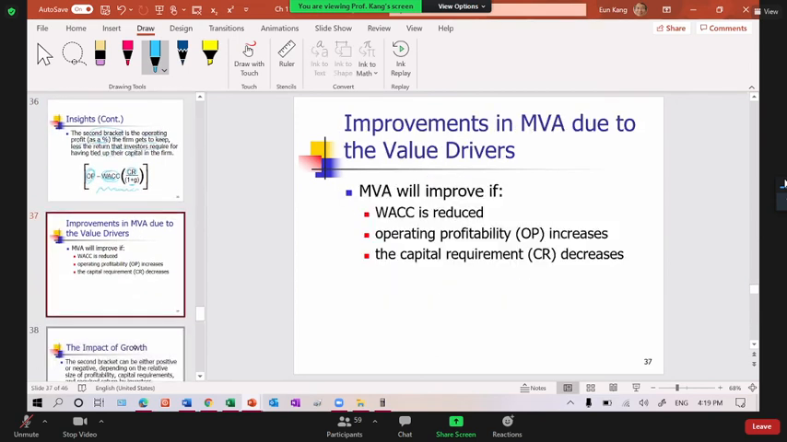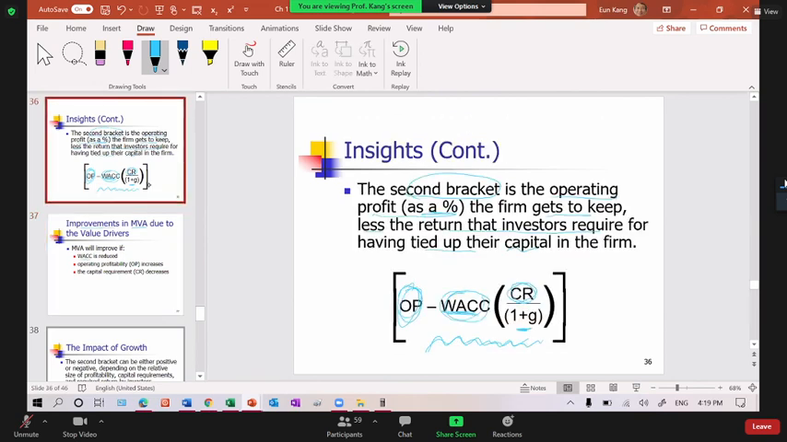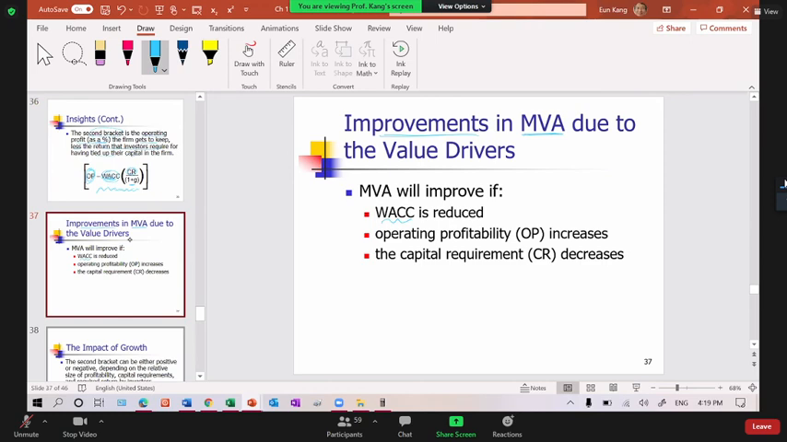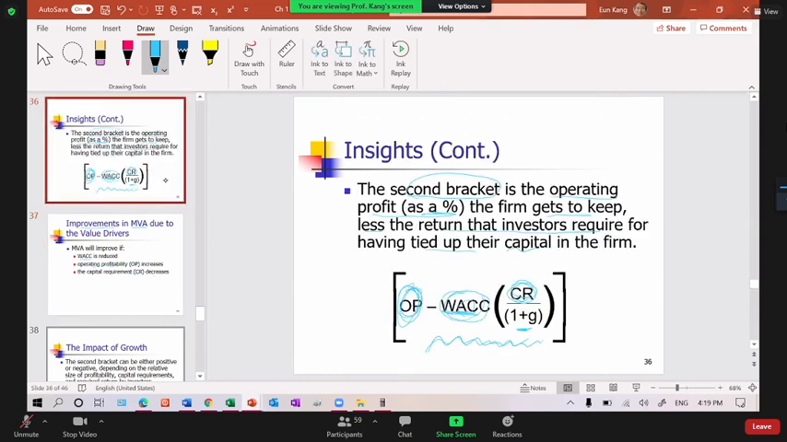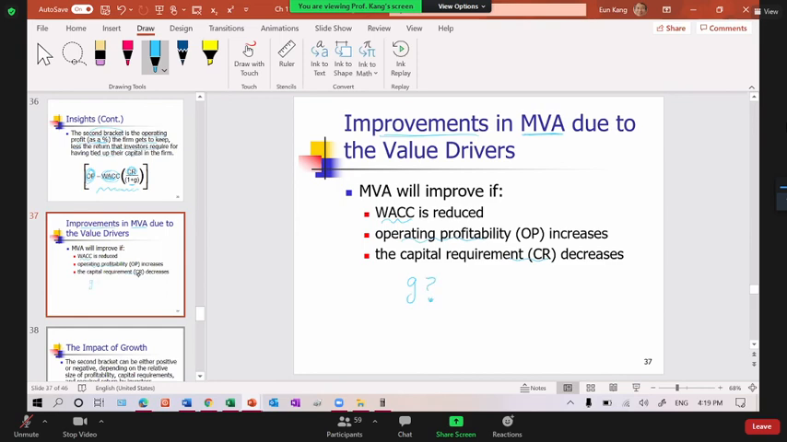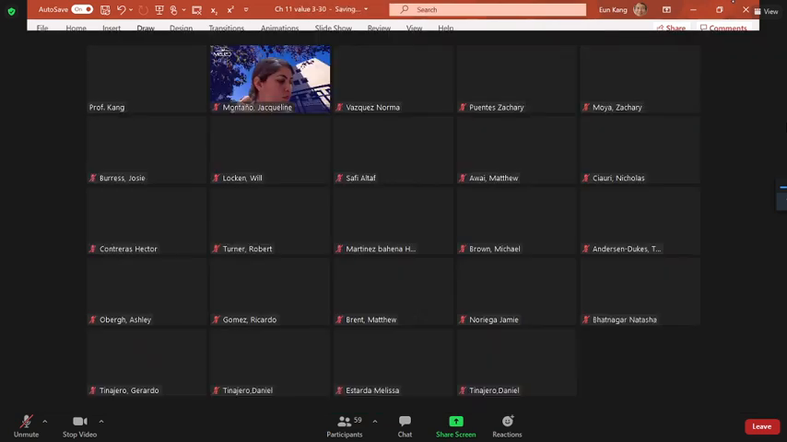Then, 1 minute. So market value added will improve if WACC is reduced, right? According to this one, if this is small, then this part will be higher. And operating profitability increases, that's sure. If this is bigger, then what? And finally, capital requirement decreases, right? This one goes down then. But how about G, right? That's not there, but that's our next topic, but no more fun.